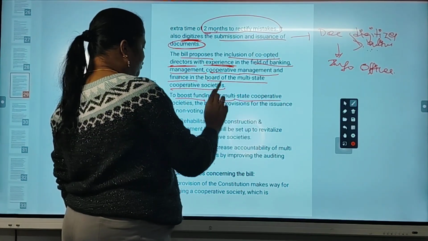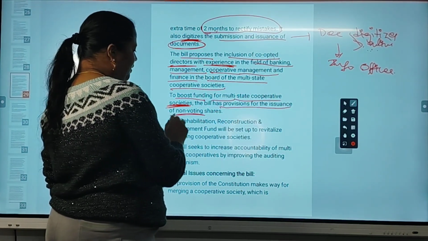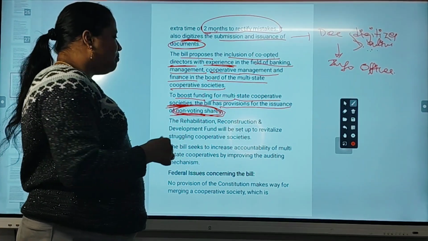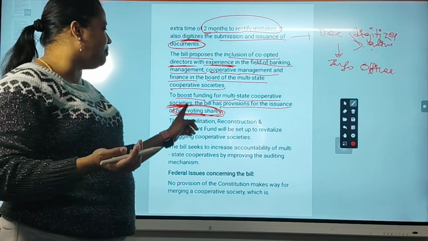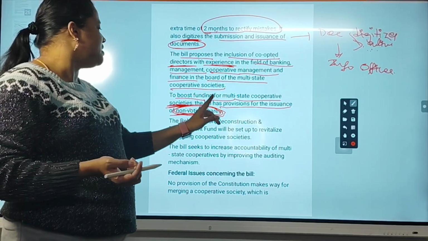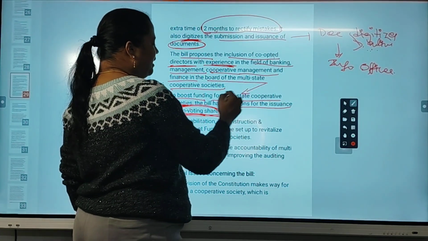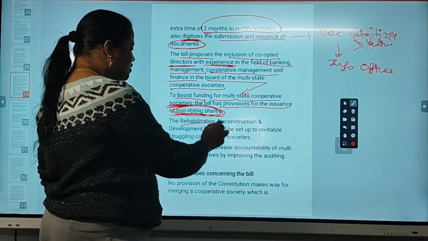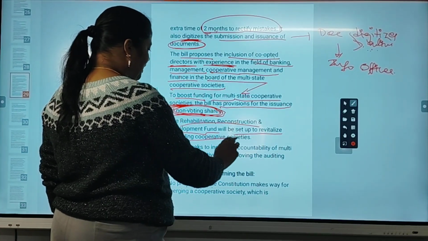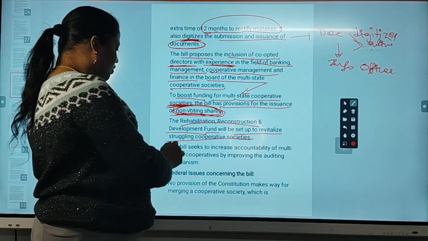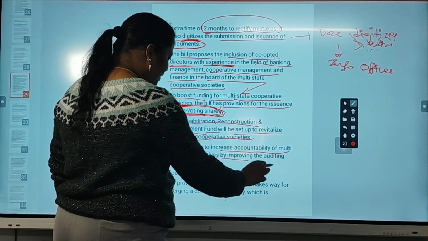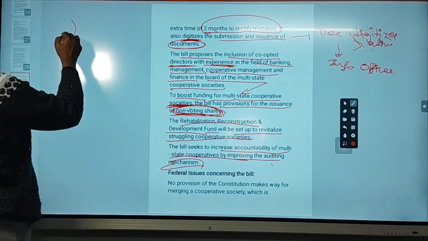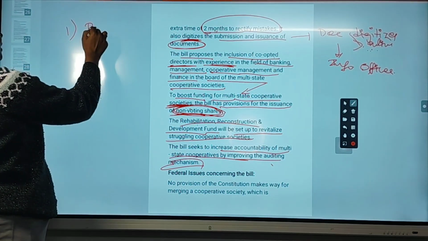To boost funding for multi-state cooperative societies, the bill has provisions for issuance of non-voting shares. Okay, it also has issuance of non-voting shares. Those shares will be handled by this officer. And the fund will be available to the multi-state cooperative society in critical times. A rehabilitation, reconstruction and development fund will be set up to revitalize struggling cooperative societies. This I already told you. The bill seeks to increase accountability of multi-state cooperatives by improving the auditing mechanism. Auditor will be established, so the fund will be established, the rehab fund will be established.